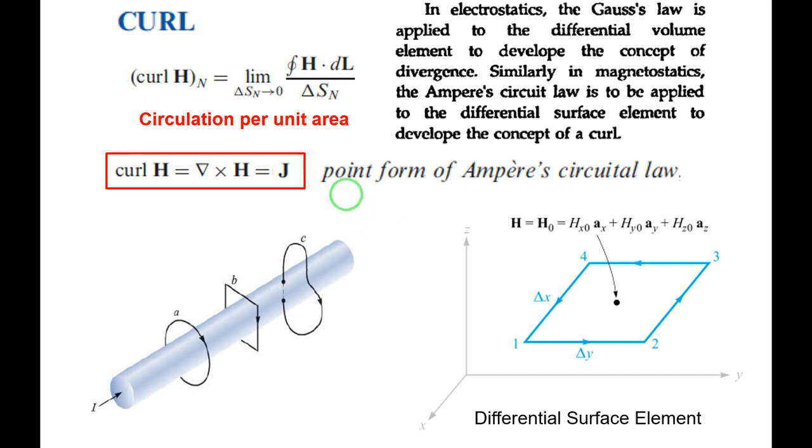Then next we will see the third special derivative in field theory, that is the curl. Already we have seen the gradient and the divergence. And next, this is the third special derivative in electromagnetic theory, that is curl. We will see it.